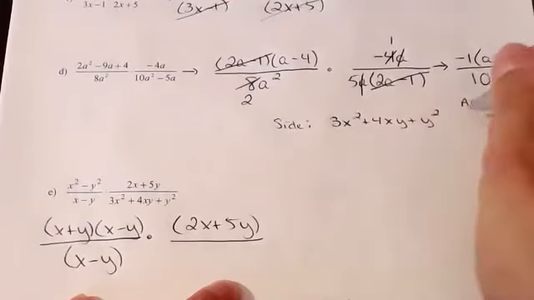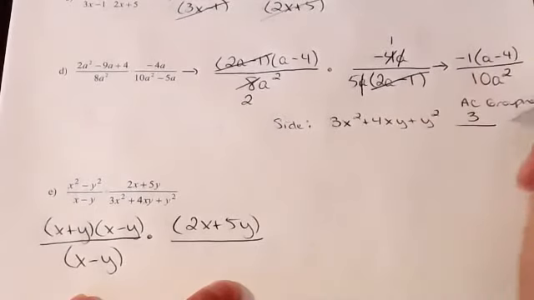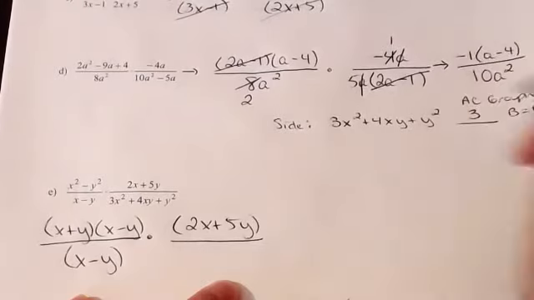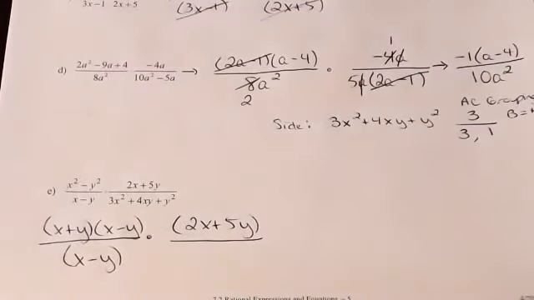3 times 1 is 3. We want factors of 3 that combine to give us B, which is a positive 4. And 1 and 3. Yes, 1 and 3. Those are my two factors.